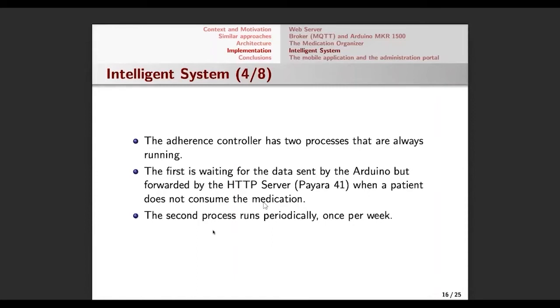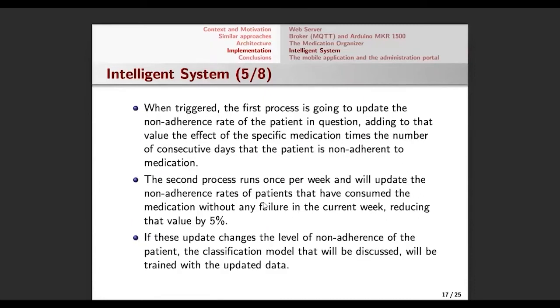The first process is waiting for the data sent by the Arduino, but forwarded by the HTTP server, when a patient does not consume the medication. The second process runs periodically, once per week. In this way, on trigger, the first process is going to update the no-adherence rate of the patient in question, adding to that value the effect of the specific medication times the number of consecutive days that the patient is non-adherent to medication.